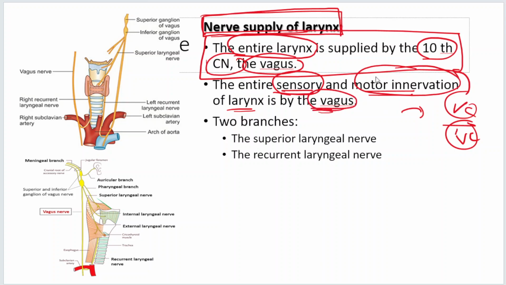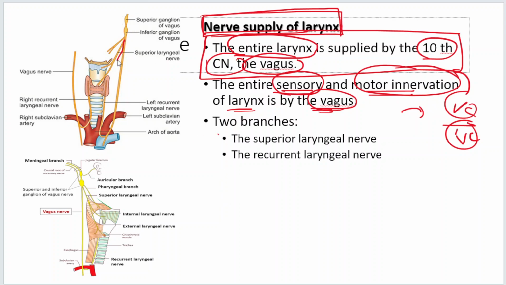That means the entire sensory and motor innervation is by the vagus only. No other nerve participates in the functioning of the larynx. Suppose you are eating something and the food is being prevented from going into the larynx, it is the vagus that is doing it. Suppose you are talking, it is the vagus that is doing it. Both of them are done by the vagus. Okay, it gives two branches.